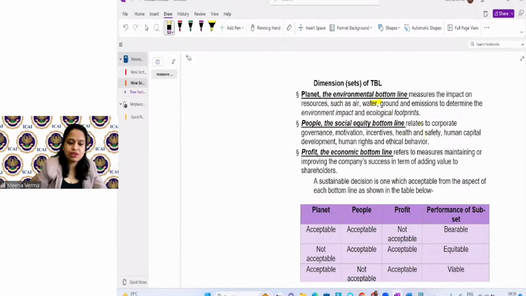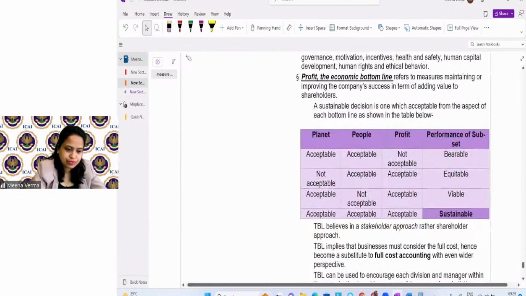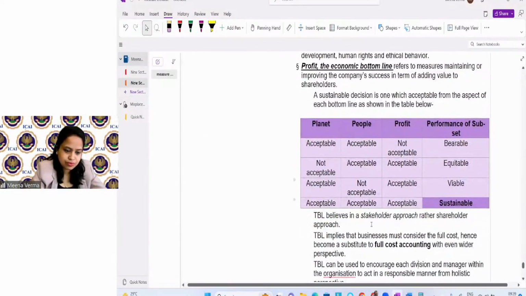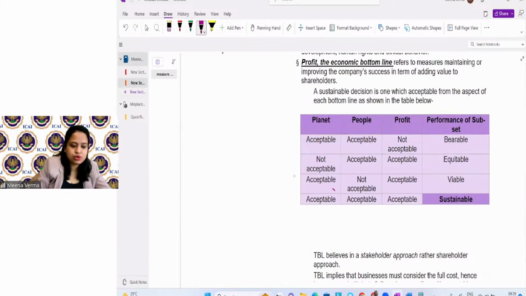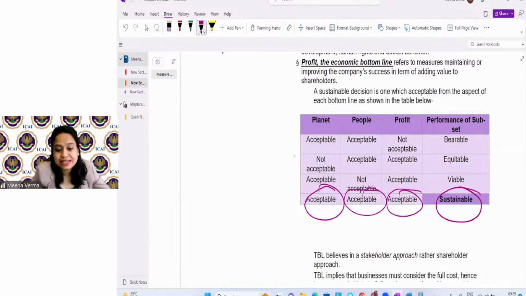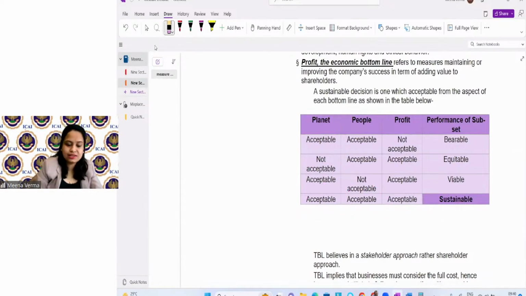Then see the profitability: return on investment, revenue increase, cost reduction, right? All those things. So where you focus on planet, people and profit, that will help in sustaining the environment. You will sustain for a long time period, right? Where you focus on all these three things.